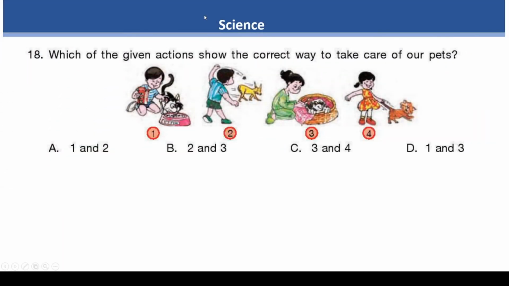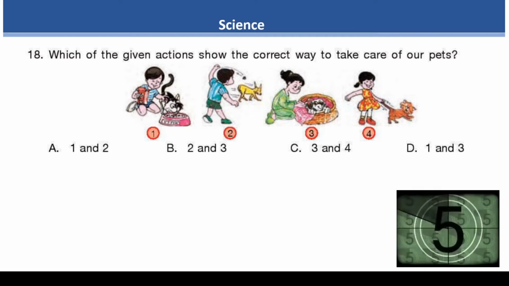Next question. Which of the given actions show the correct way of taking care of your pets? Here 4 pictures are given. In 1 he's feeding, 2 he's hitting the pet with a stone, 3 the pet is being comforted, and in 4 the pet's tail is being pulled. So choose your right answer.